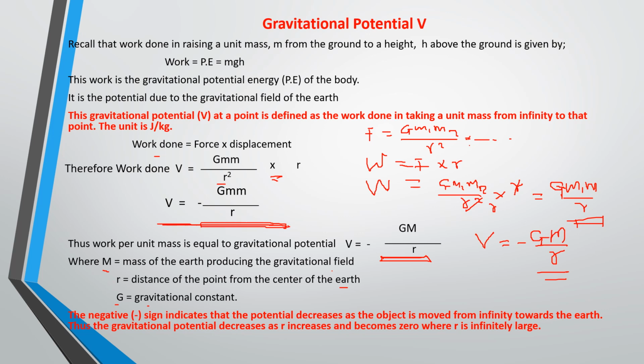Okay, so this negative sign indicates that the potential decreases as the object is moved from infinity towards the Earth. And the implication is that as the distance between the object increases, the potential energy does what? Decreases. So that is why you have this inverse proportionality. As this one is increasing, this is decreasing, and as this one is decreasing, this will also be increasing. All right, so that is just what this negative sign indicates.